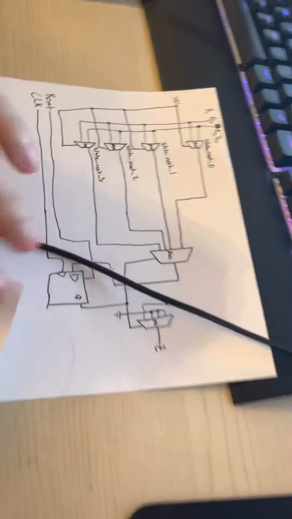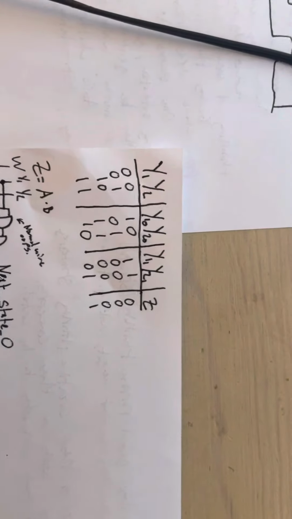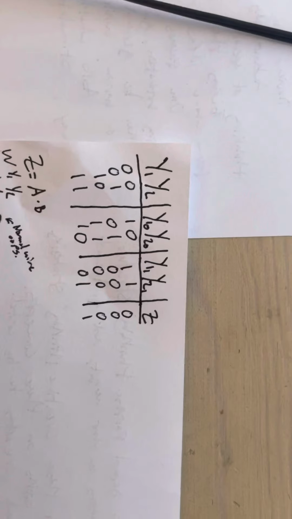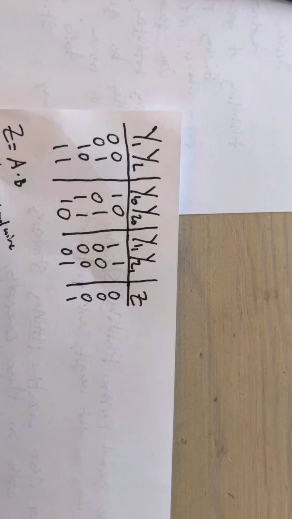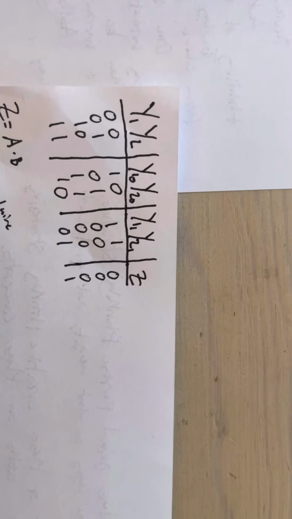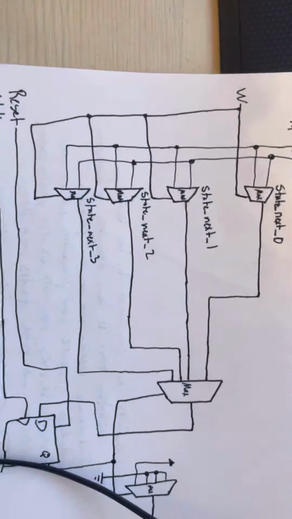Sorry, just the top part. The bottom part was a little skewed. So my Y10 and Y20 are when W equals 0, and my Y11 and my Y21 are when W equals 1. And then Z is our output, obviously. Then I just took that concept and applied it here.